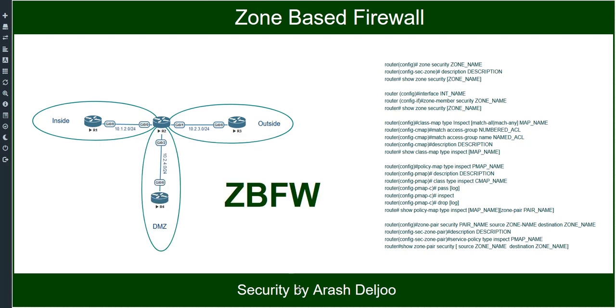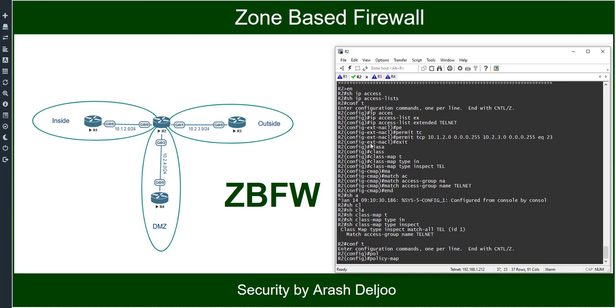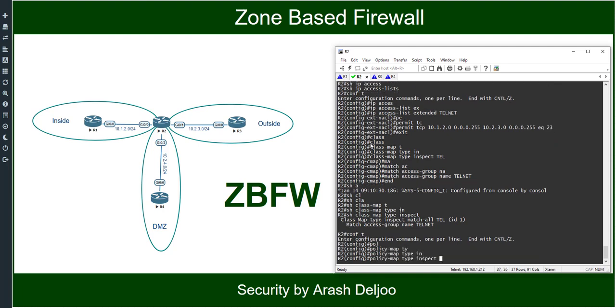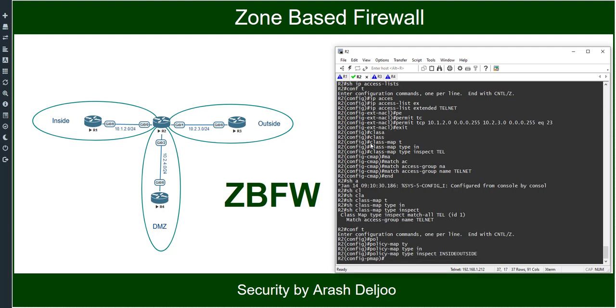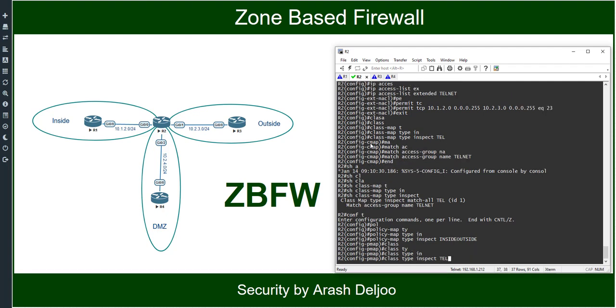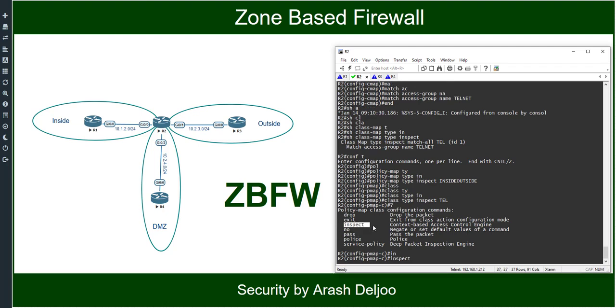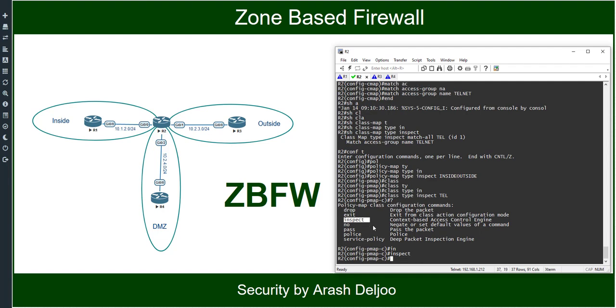Let me configure it. In router 2, configure terminal, policy map, type inspect. The name of our policy is inside outside. Okay, this is the name of our policy. And then for class type inspect of tel, here we have these actions. Look here: drop, inspect, and pass. Let me use, for example, inspect first. Inspect means please allow it and also keep the state. That's it. Now we have a policy.